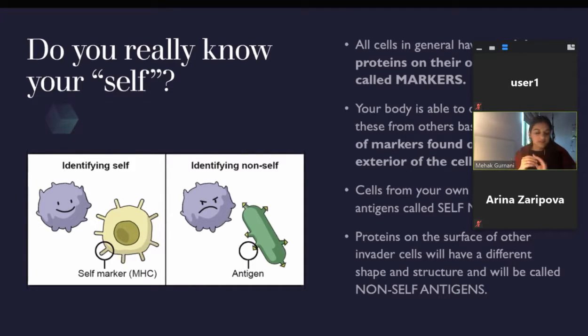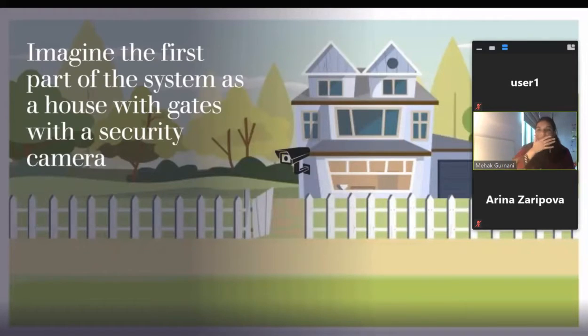Also, another thing to remember is that in immunology, often a few terms might be interchanged. Although the second slide on identifying non-self says antigen, antigens are also understood as markers. If you understand the context of the sentence, you won't get confused. So antigens or markers are structures on the exterior of the cell. If it matches with your receptor, it's called a self marker or a self antigen. If it doesn't, it's called a non-self antigen. Okay, so moving on.